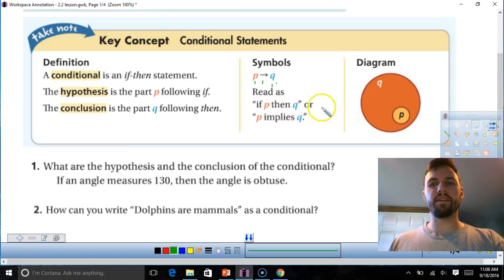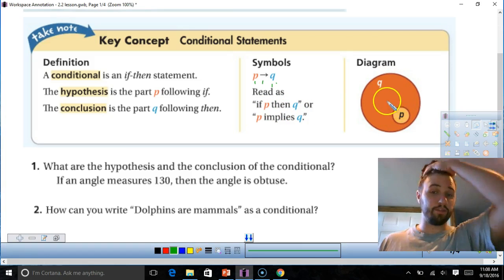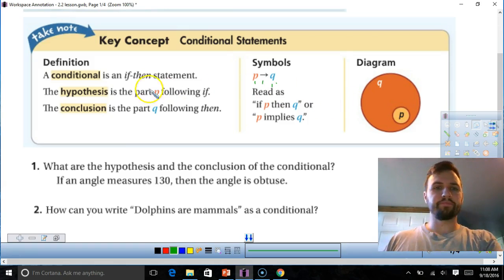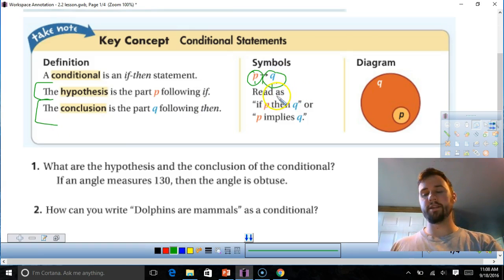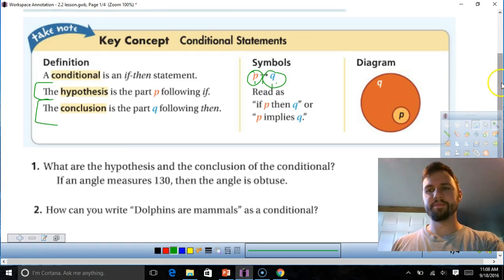If P, then Q. If P happens, Q is going to happen if it's true. The hypothesis is the P. The conclusion is the Q. You guys should learn about this in bio back in the day.